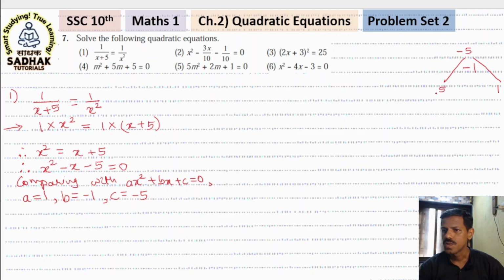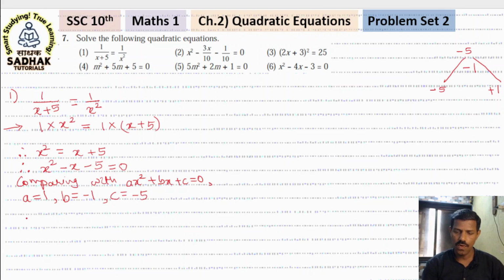When we multiply 5 by 1, we will get 5, but we want minus 5. So out of these two, one should be negative. We will take the larger number as negative because the addition should be minus 1. Can we get minus 1 by addition or subtraction? No. That means we cannot use the factorization method here. So we can go on to the other two methods: completing the square method or the quadratic equation method. Let us do the quadratic equation method.